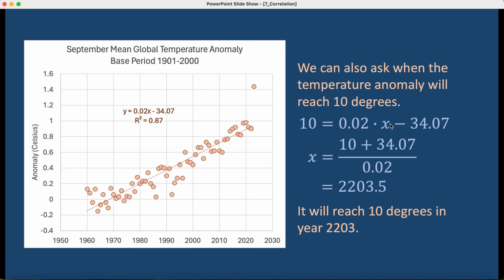Well, we solve this equation for x, do the algebra, so add 34.07 to both sides, divide by 0.02, you get the year 2203.5. So that's when it would reach 10 degrees. So we can use the equations to make predictions about either the x or the y variable. Plug in one and you can find the other.